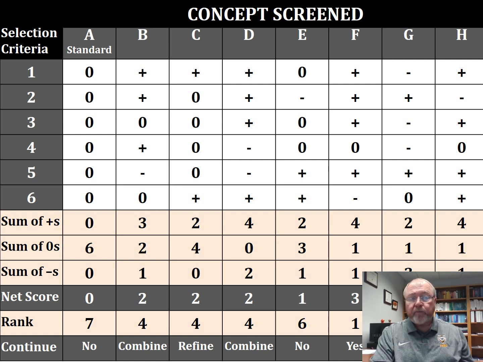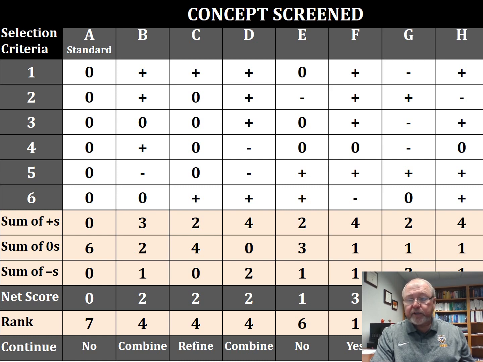ultimately a +1. So for B, what we can see is that concept B was better than A, the standard, on criteria 1, on criteria 2, on criteria 4, similar on criteria 3 and 6, and it was worse on criteria 5. In all, we had 3 positives, 2 zeros, 1 negative. That's +1, +2, +3, 2 zeros, -1, they add to 2. And you could look across and do that for each of these. And then what we would do is we would get a net score out of these.